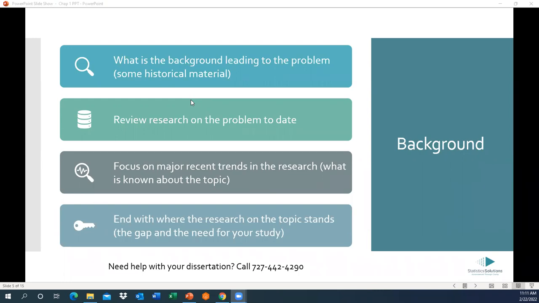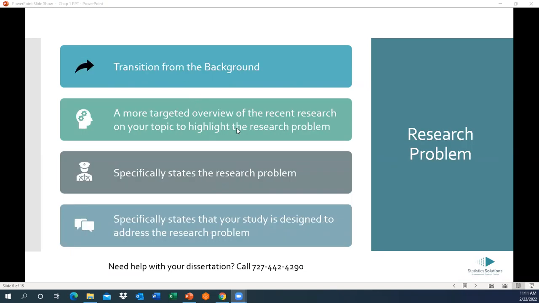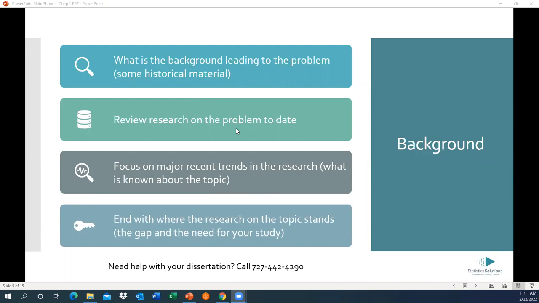You don't need to get into a lot of detail, but you do need to use sources, and not only on the issue itself, like attrition of special education teachers, but also this is a background on the research on the topic, right? Because this section is going to lead into the research problem. So you want to talk a little bit about what are some of the major trends in the research on that topic.